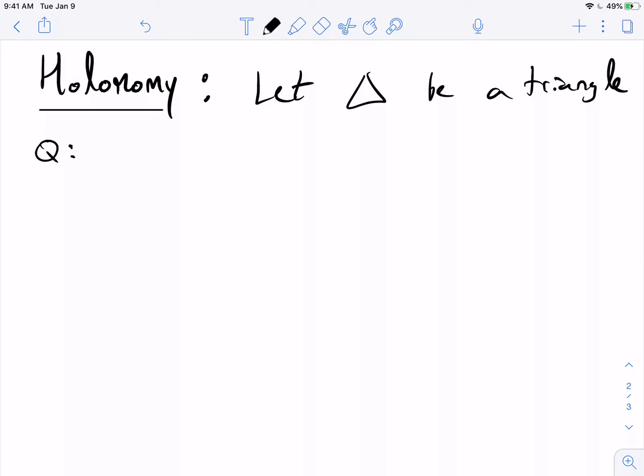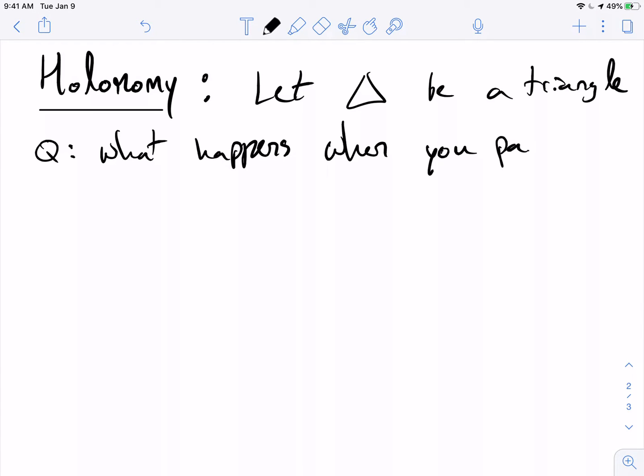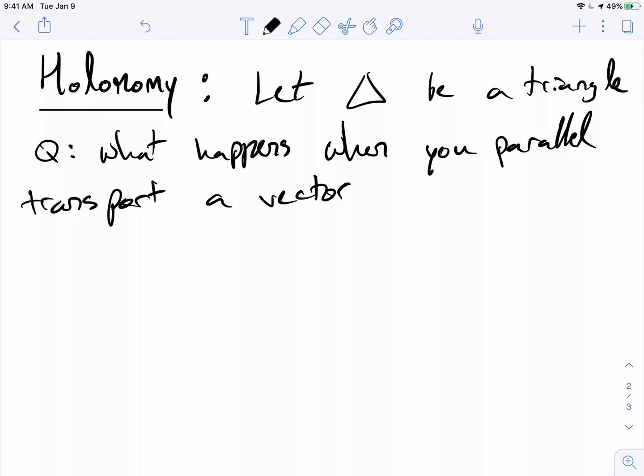The question is, what happens when you parallel transport a vector all the way around the triangle? What's the new vector you get?